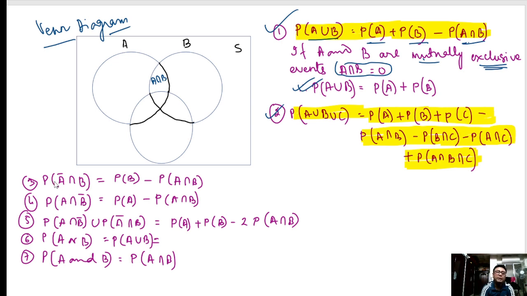Similarly, if I need P(A complement intersection B), that means I don't want A. So what is the common with P(A complement)? That means P(B) minus P(A intersection B). If I need P(A intersection B complement), from P(A) I will subtract out P(A intersection B). If I need P(A intersection B complement union A complement intersection B), I will add these two and I will get this answer.